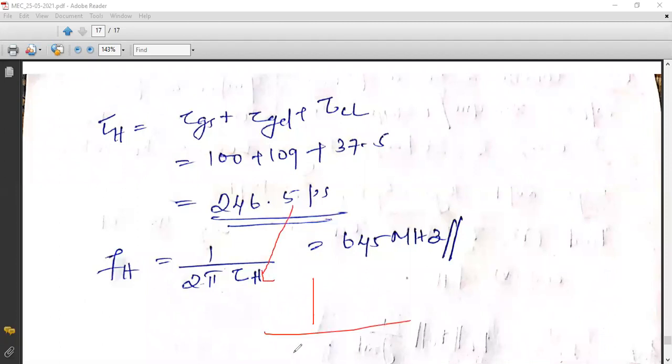So your answer will be like this: 1 by 2 pi into 246.5 into 10 to the power minus 12. You need to convert it, and then you will get an answer in hertz, and you need to convert into megahertz because your answer will be very large. So you need to convert into megahertz by dividing it with 10 to the power 6.